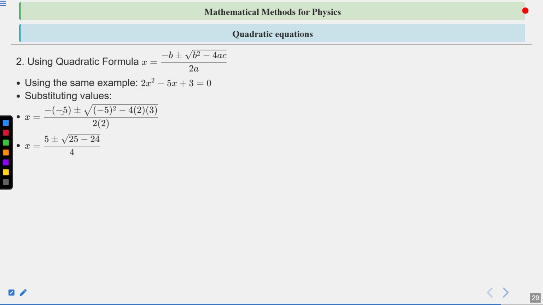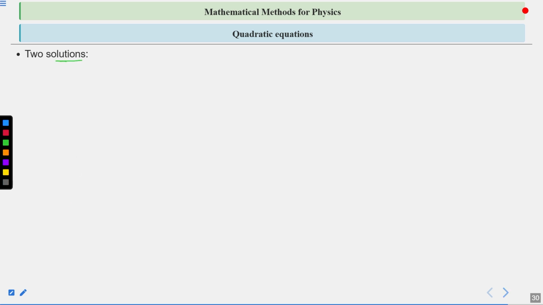So x is equal to minus of minus 5, plus minus, under root of minus 5 square, which is 25, minus 4 into 2 is 8, 8 into 3 is 24. So it will be under root 25 minus 24, divided by 2 into 2, which is 4. So it will be 5 plus minus under root 1, divided by 4. Now the square root of 1 is 1. So 5 plus minus 1 divided by 4.